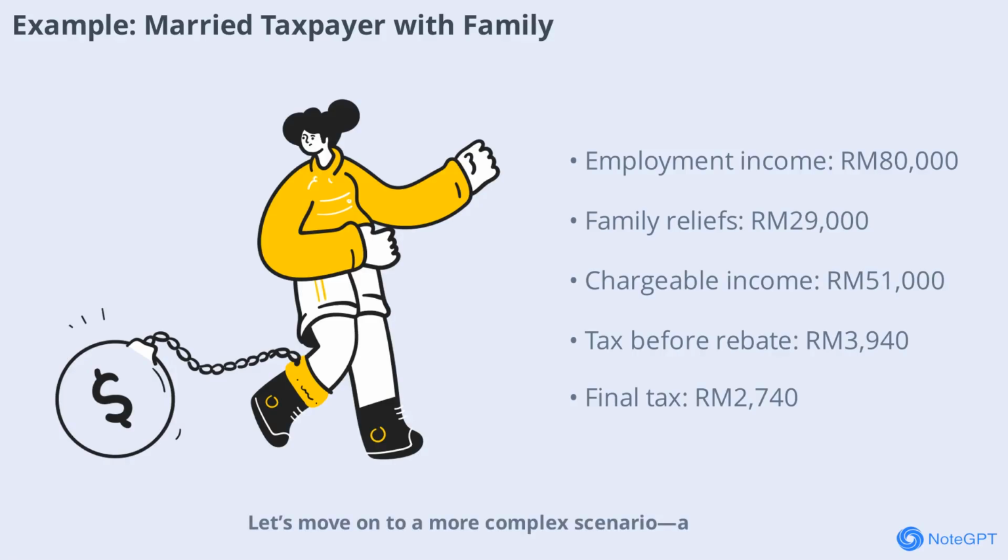eligible deductions. Let's move on to a more complex scenario: a married taxpayer with a spouse and one child. Suppose your employment income is RM80000. You're eligible for additional reliefs including spouse and child relief, EPF and insurance, medical expenses for parents, and lifestyle expenses, totaling RM29000. This reduces your chargeable income to RM51000.